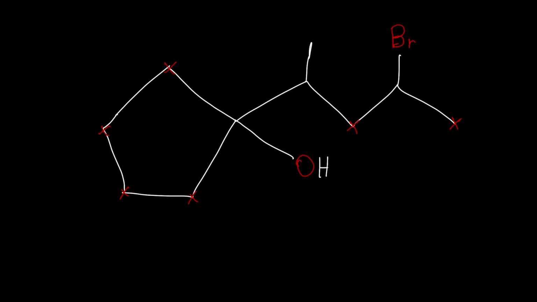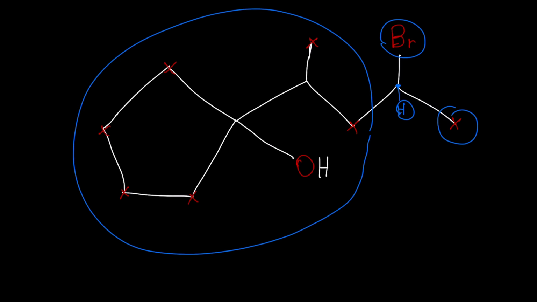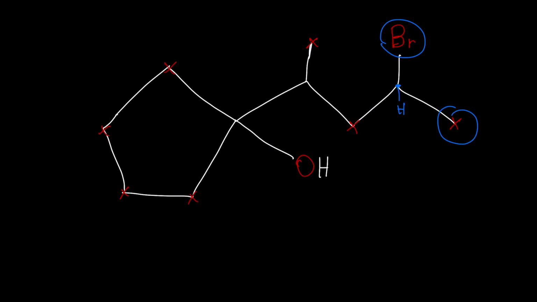So now that leaves us with a few options. We also know that this one's not going to be chiral. Let's examine this carbon right here. This one has a bromine, a methyl, an invisible hydrogen, and this whole complex. So now none of those groups are going to be the same. So therefore, this carbon is chiral.